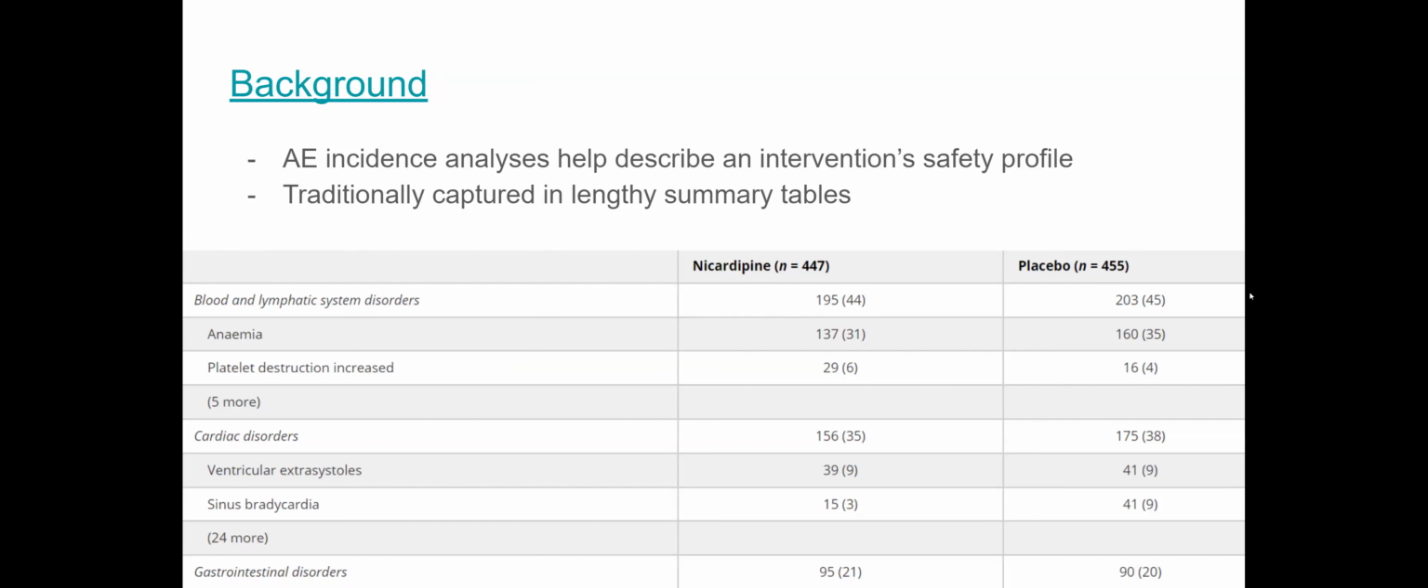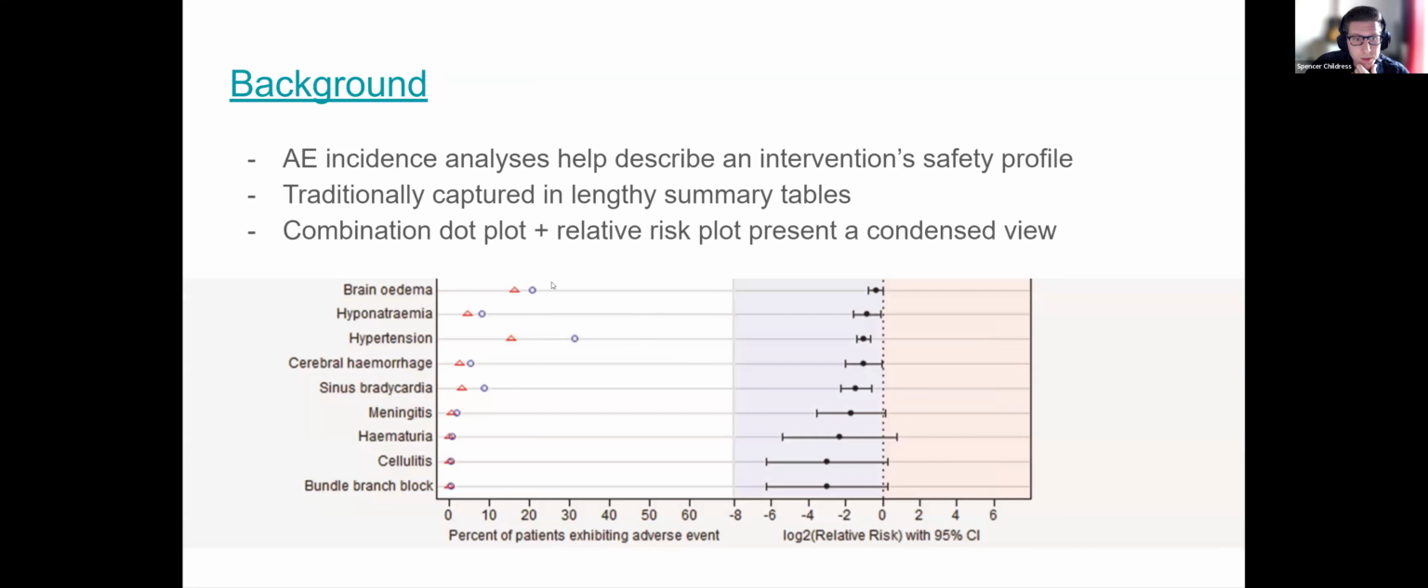This sort of data is also captured in something like a combination dot plot and relative risk plot. So this is a nice condensed view of the same data. You have the preferred term or system organ class over here on the left. In this left pane, you have the risk rate, or the incidence rate across the treatment groups. So you can see one treatment group's captured in these triangles and one in these circles. You have the percentage of patients experiencing that event.